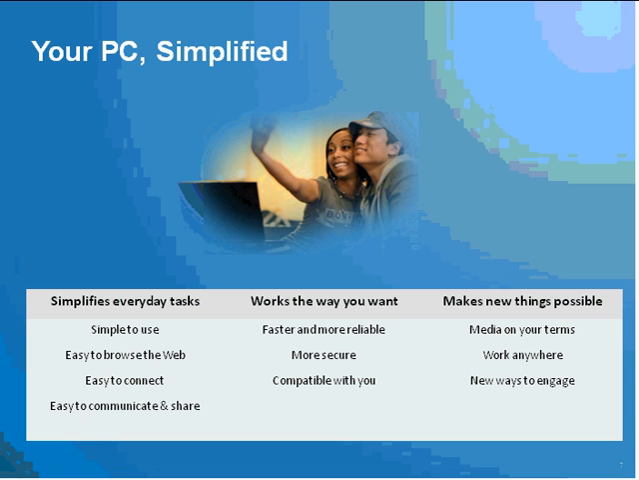Number two is works the way you want it to work. By making it faster and more reliable, we think a PC works the way you want it to. It should be more secure and it should be compatible with you. We'll see how all of that is done as we go forward, but finally, it should also make new things possible. So we should have new technologies, new features that everybody uses.